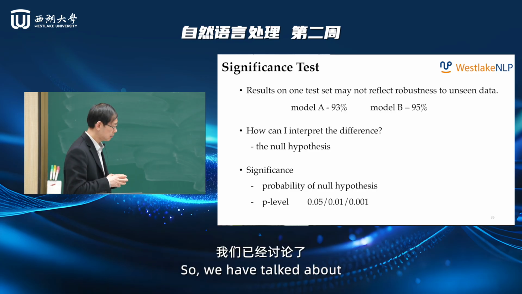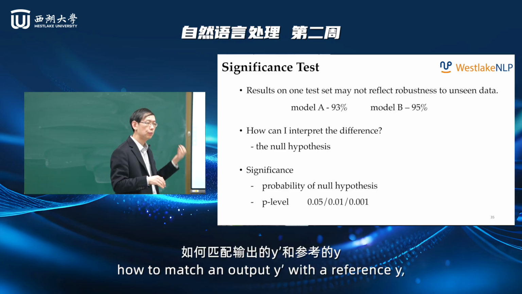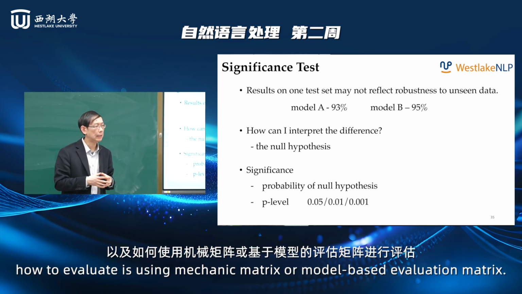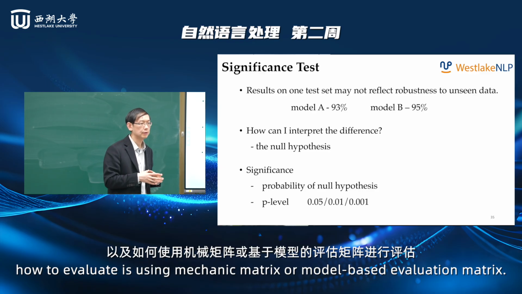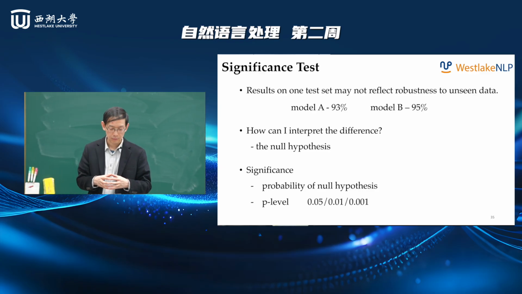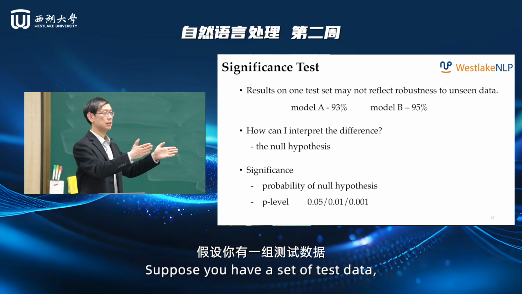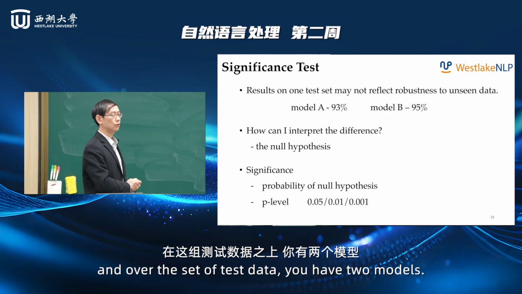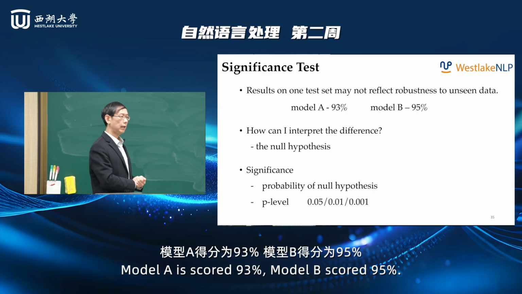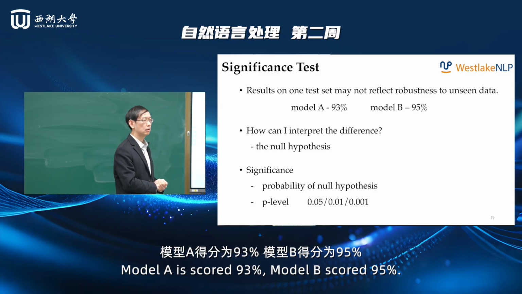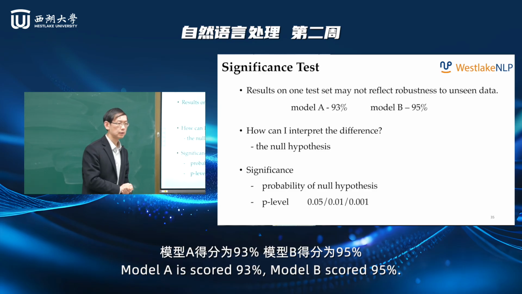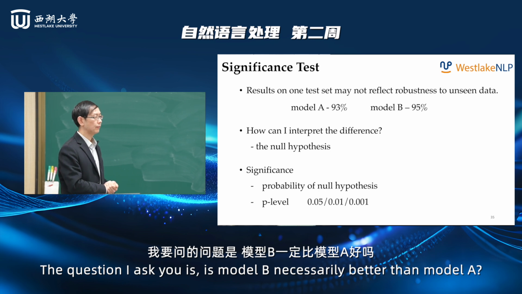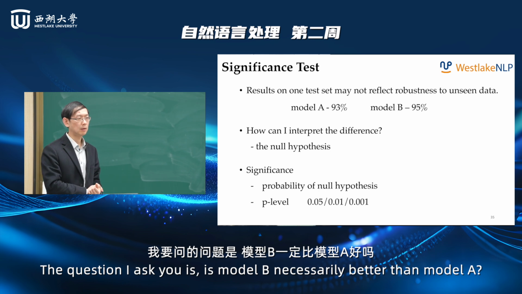All right, so we talked about how to match an output y prime with a reference y, how to evaluate using mechanical metrics or model-based evaluation metrics. Now suppose you have a set of test data, okay? And over the set of test data, you have two models. Model A scored 93%, and model B scored 95%, okay? The question I ask you is, is model B necessarily better than model A?